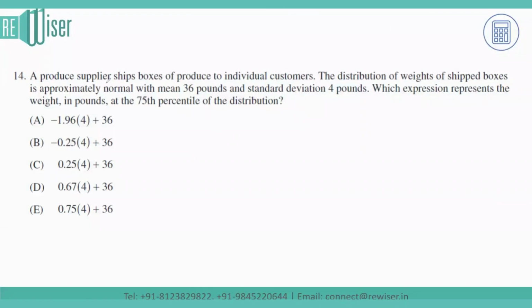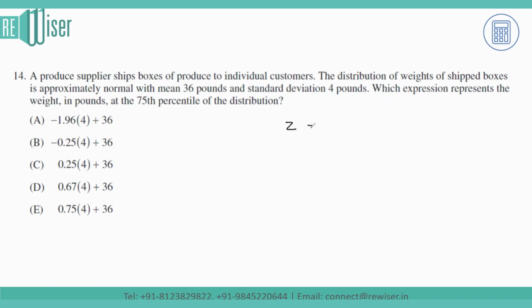Hello students. Produce suppliers ship boxes to individual customers. The distribution of weights of shipped boxes is approximately normal with a mean of 36 pounds and a standard deviation of 4 pounds. Which expression represents the weight in pounds of the 75th percentile of the distribution?